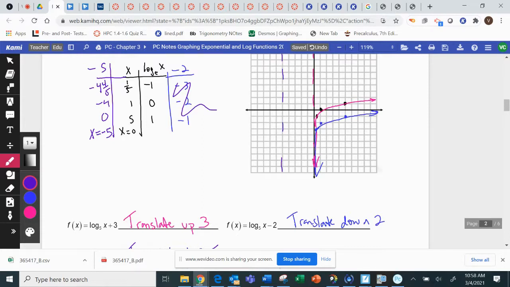And then I'm going to go negative 4 4/5, negative 1, negative 4, 0, 0, 1. Or we could have just taken the pink graph and translated it to the left 5 by just counting the points.